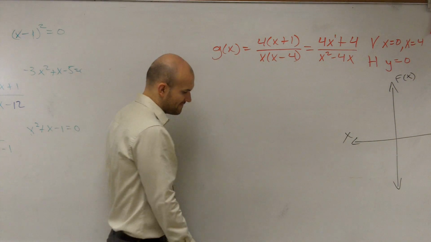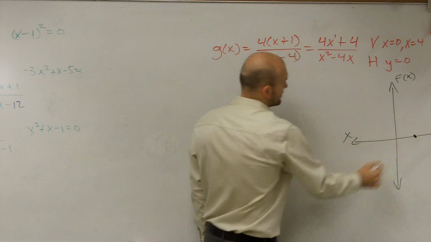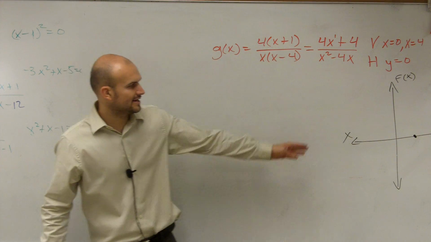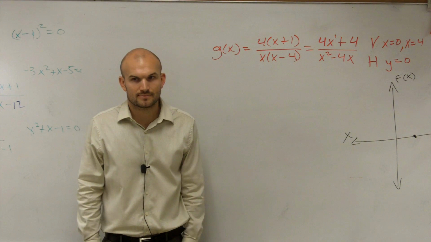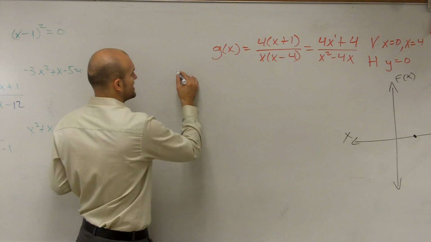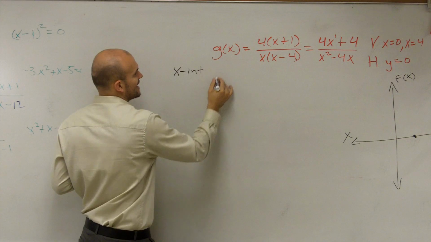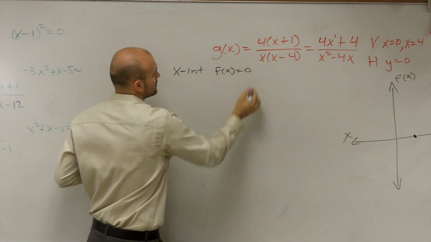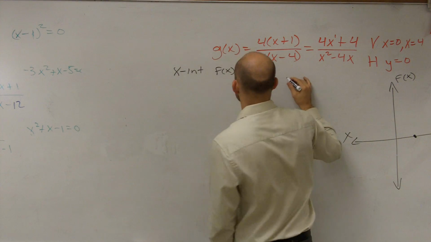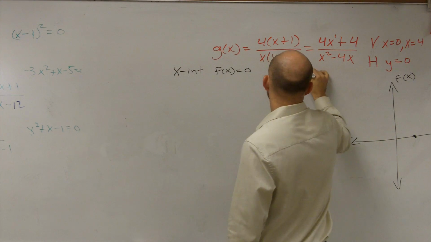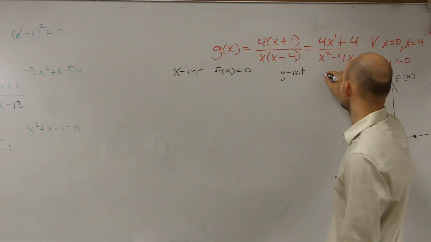OK. So if I say my x-intercept's right here, what is the x value right there? Whatever x is. But what's my f of x value there? 0. So if I say I want to find the x-intercept, I say f of x equals 0. And what do you think? If I want to find the y-intercept, x equals 0.